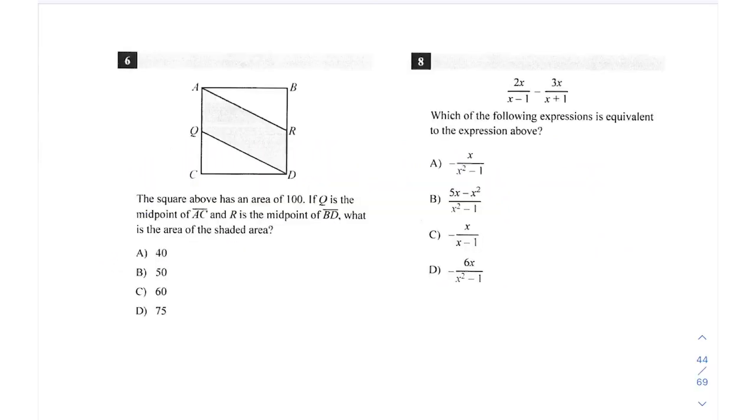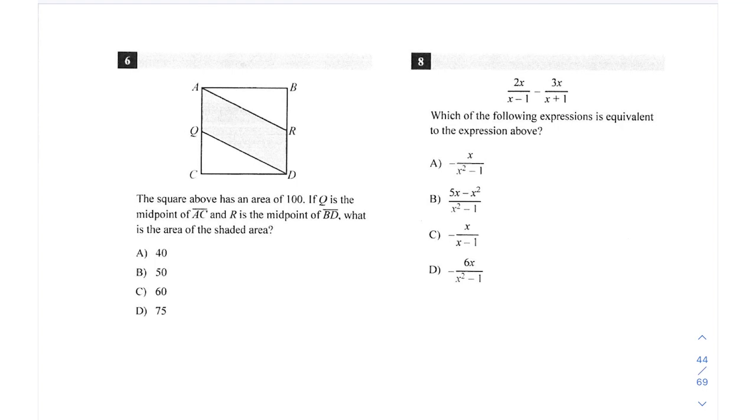Hey, this is Chris, and we are taking a look at a couple questions here in section 3 of an SAT practice test. I'll try to put a downloadable link in the description below, but for now, let's go ahead and dive into question 6.